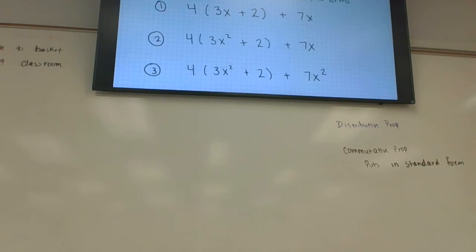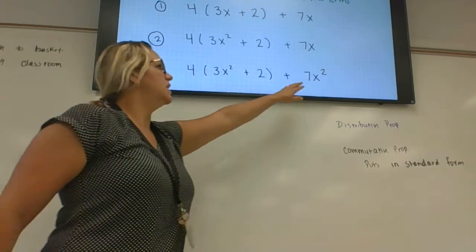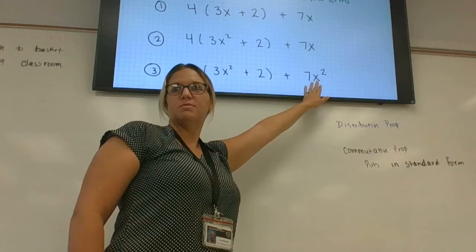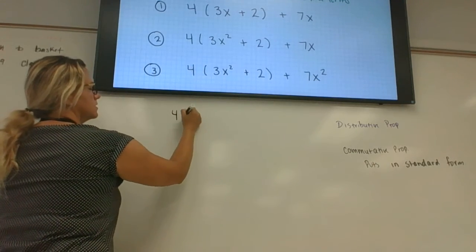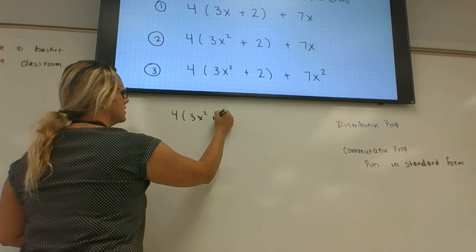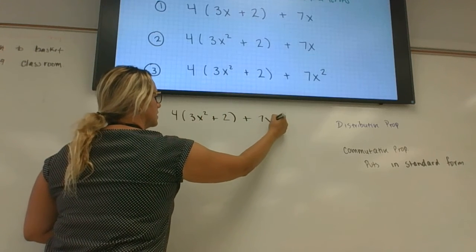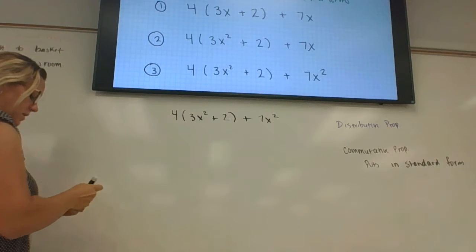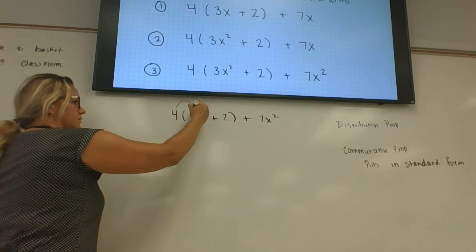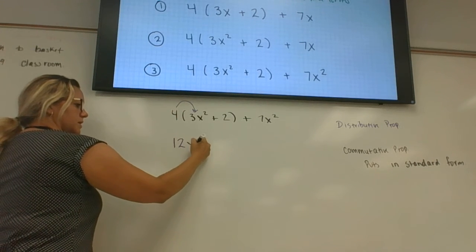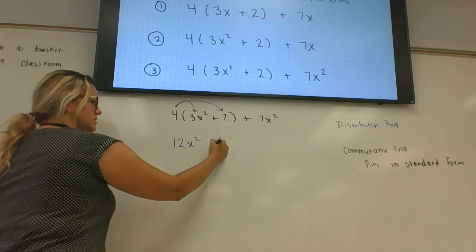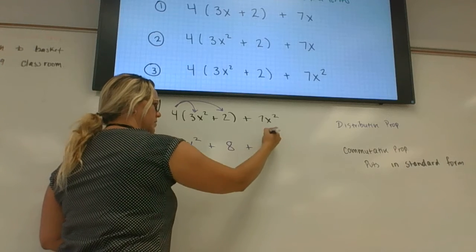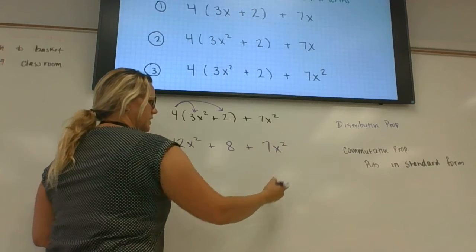What's new about this problem? Anybody? Yeah. There's another exponent. Yeah, now the term at the end has an exponent. Let's see how that changes things. All right. So again, we're just doing the 4 times the 3, and the x squared stays. 4 times the 2, we get 8. Bring down the plus sign, bring down the x squared.